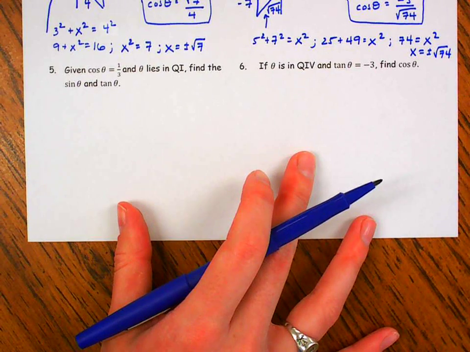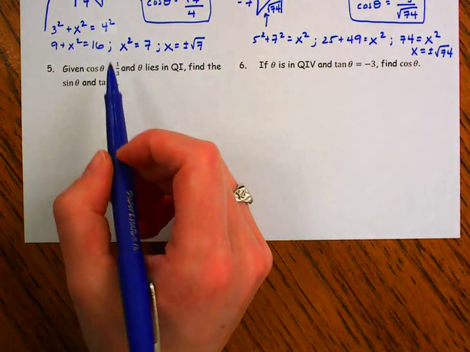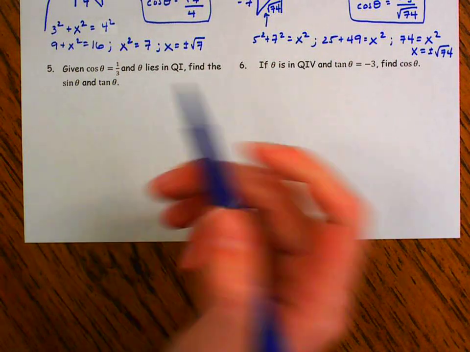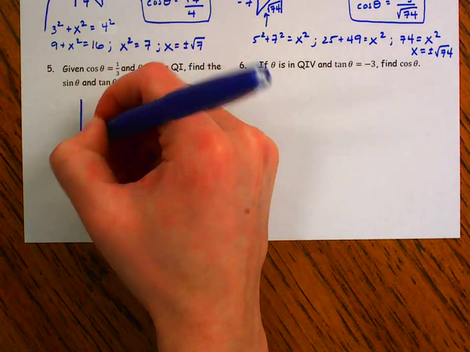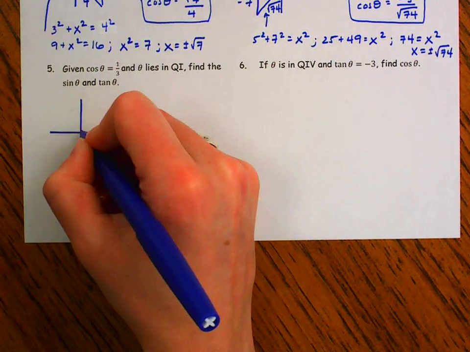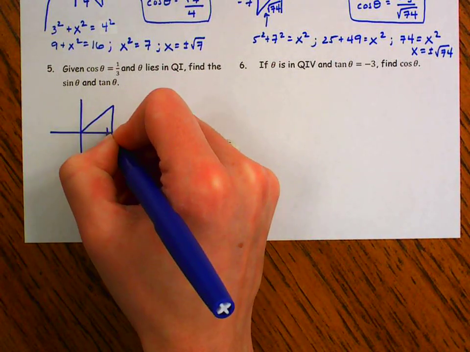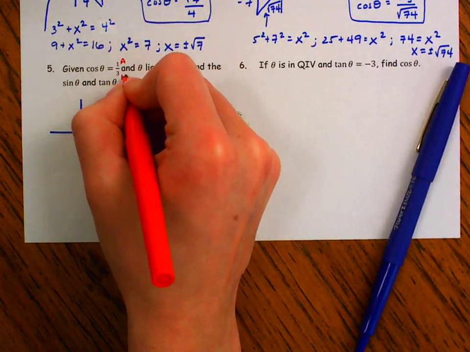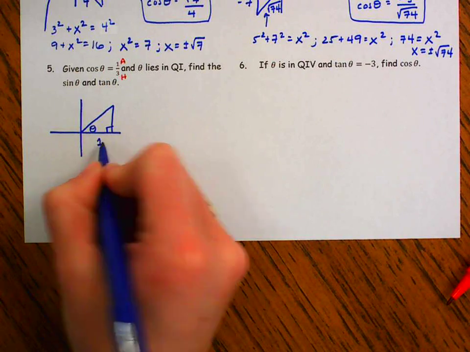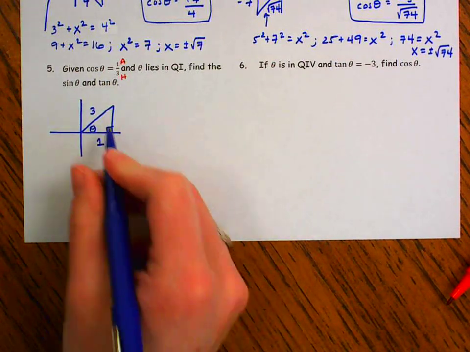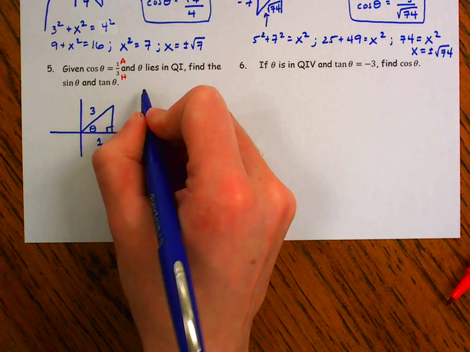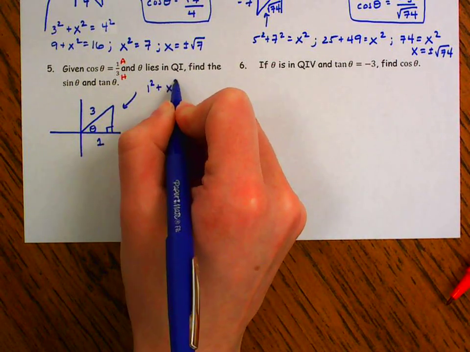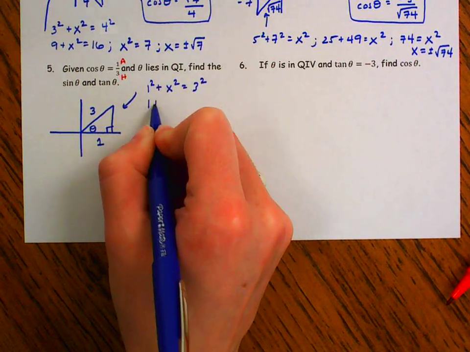Okay, number 5. It says given cosine of theta equals 1/3 and lies in quadrant 1, find sine and tangent. Ooh, fun. We know it's in quadrant 1. You always draw it diagonally, drop to the x-axis. Remember, cosine is A over H, so the adjacent side over the hypotenuse. We're definitely going to need this side to solve for both of these. So let's do that. I'm going to do this side plus the other leg equals the hypotenuse squared.